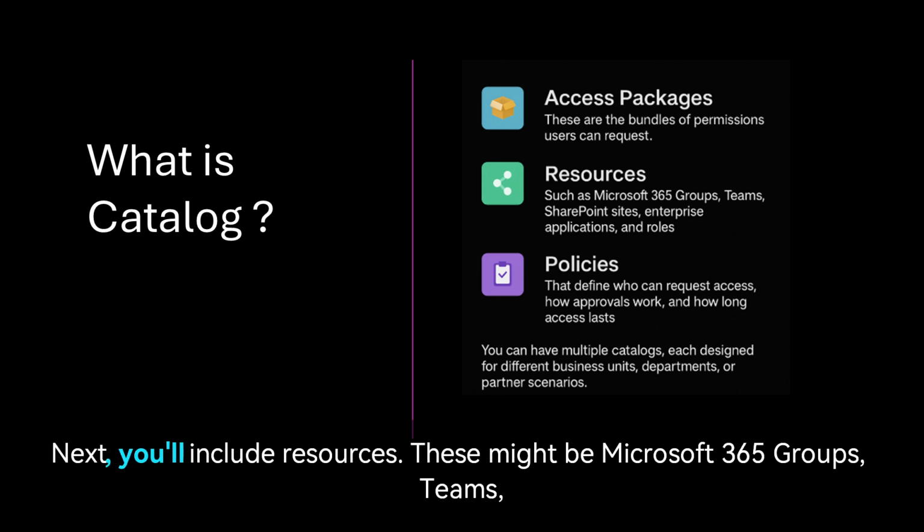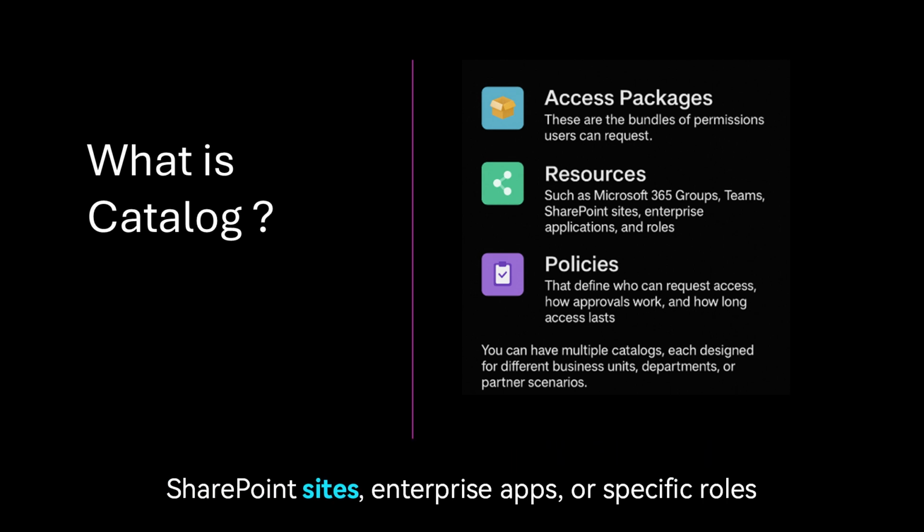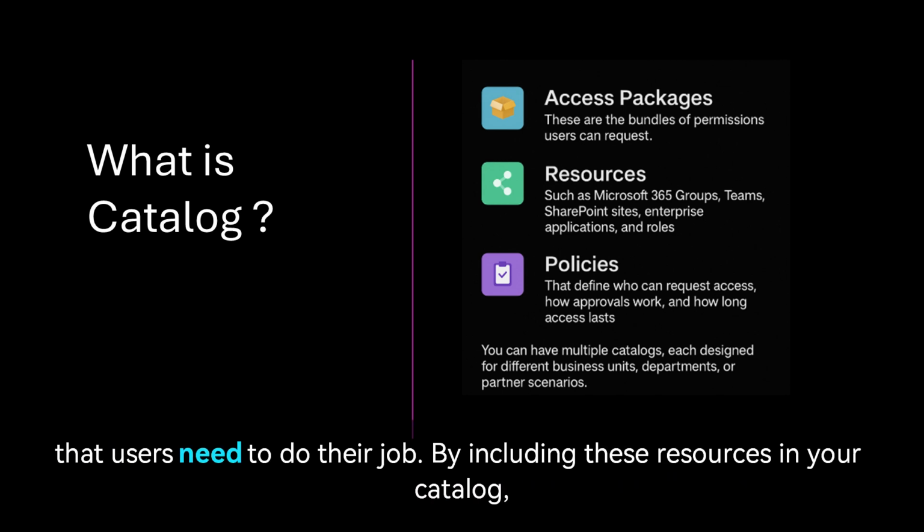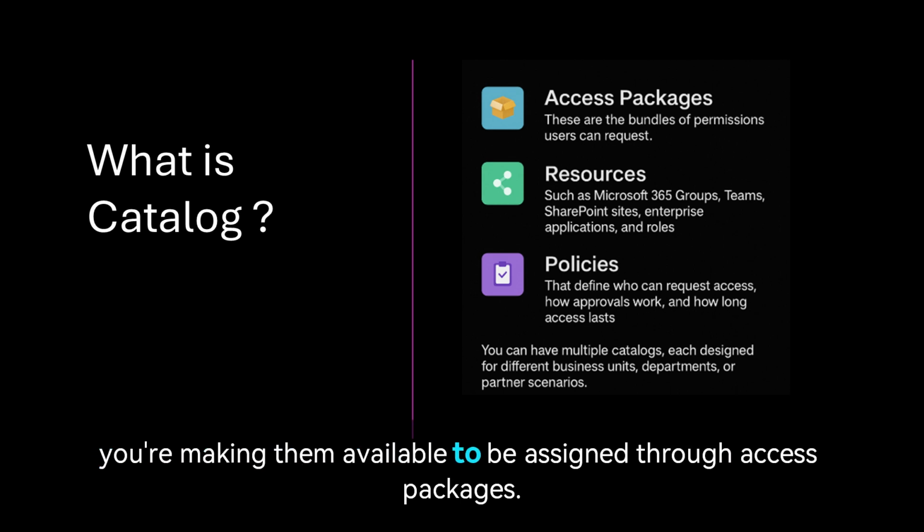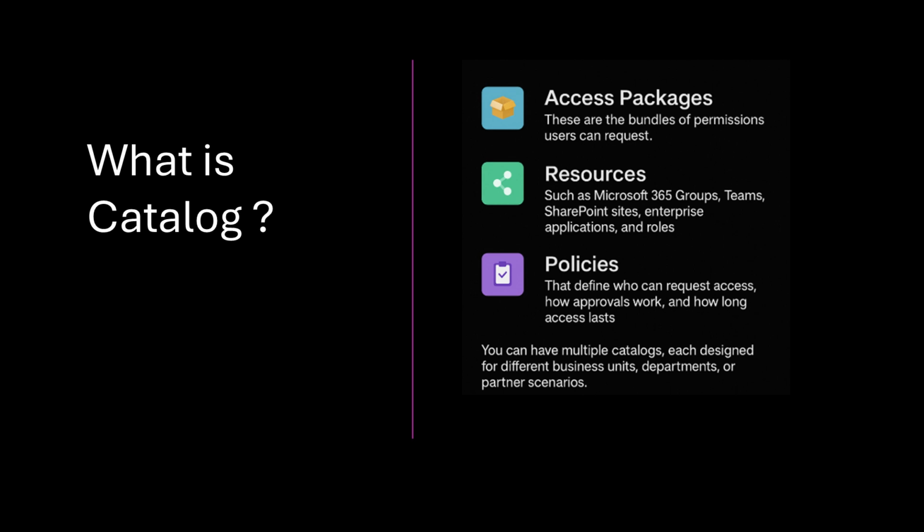Next, you'll include resources. These might be Microsoft 365 groups, teams, SharePoint sites, enterprise apps, or specific roles that users need to do their job. By including these resources in your catalog, you're making them available to be assigned through access packages.